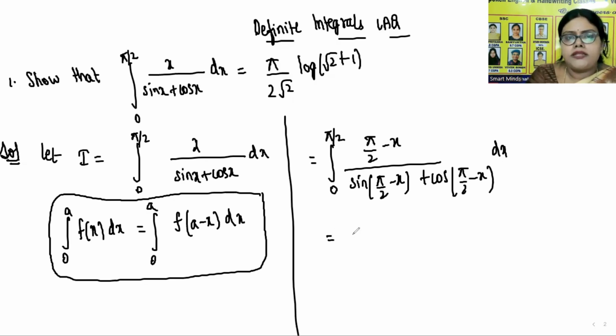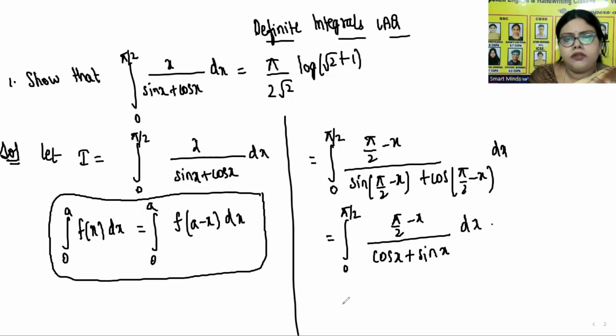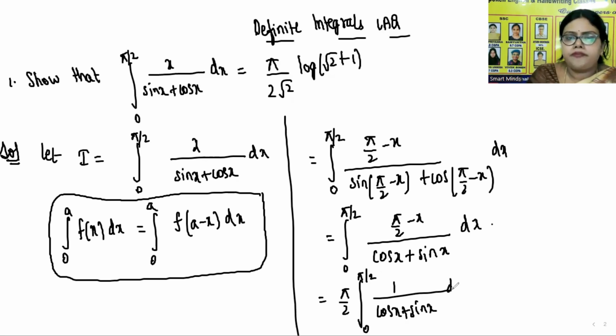dx. So that is integral 0 to pi by 2 minus x by, from trigonometry we know that sin 90 minus theta is cos theta. So sin pi by 2 minus x can be written as cos x. Same way cos pi by 2 minus x can be written as sin x dx. Now let us separate it. So this is pi by 2 integral 0 to pi by 2 1 by cos x plus sin x dx minus integral 0 to pi by 2 x by cos x plus sin x dx.